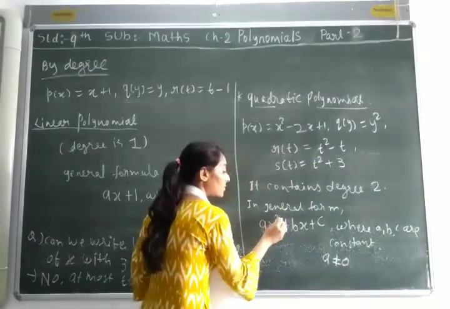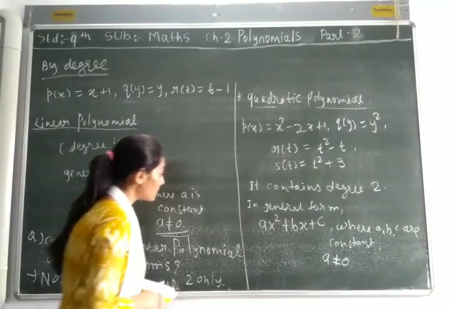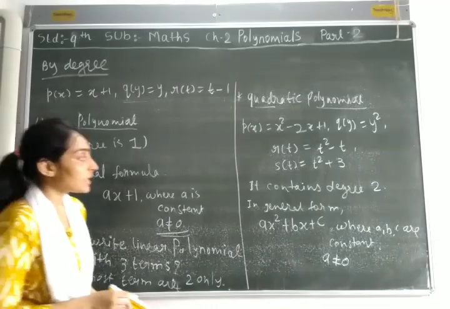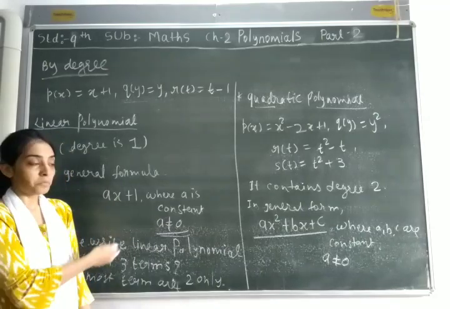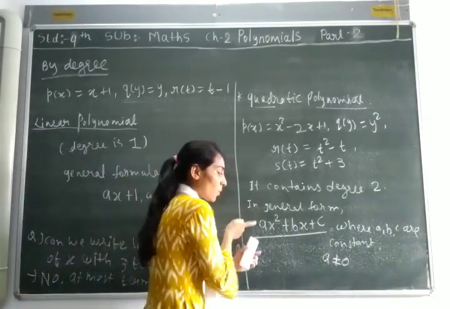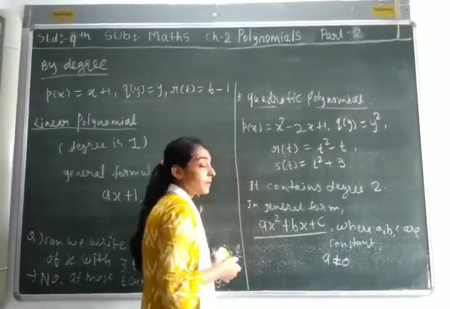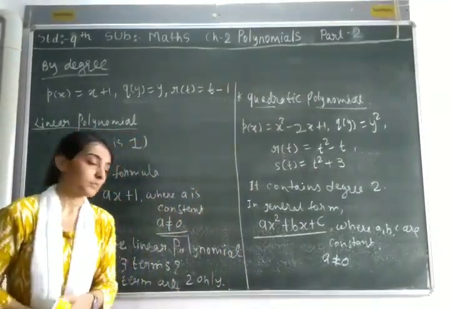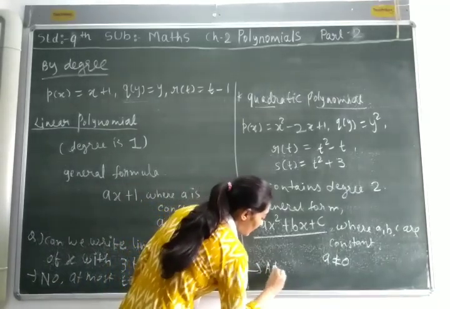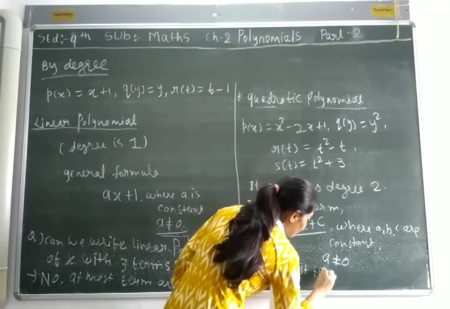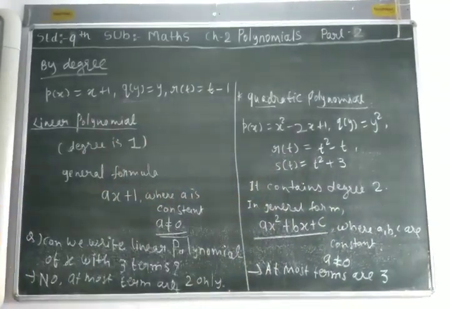Then my x raised to 2 remains there. Okay. Now, let's talk about the similar question. It contains at most, as you can observe, at most how many terms? 3 terms, not more than that. It can be 1 term, it can be 2 terms, it can be 3 terms, but it cannot be more than 3 terms. Okay, so at most the terms are 3.